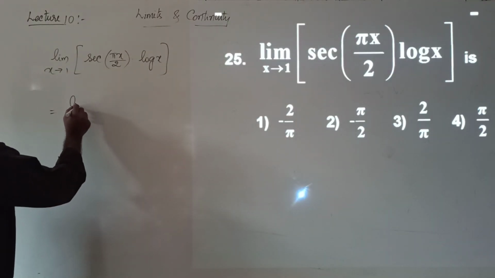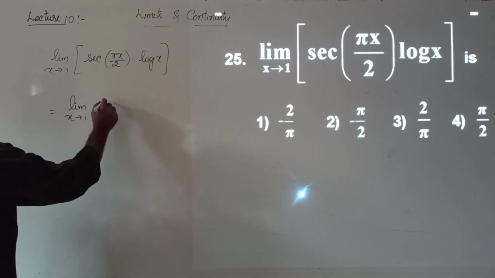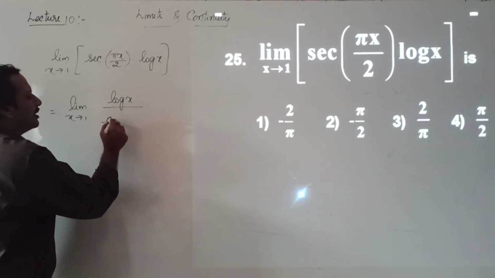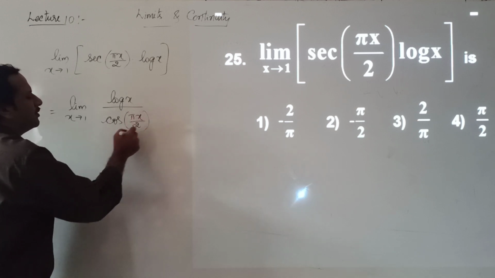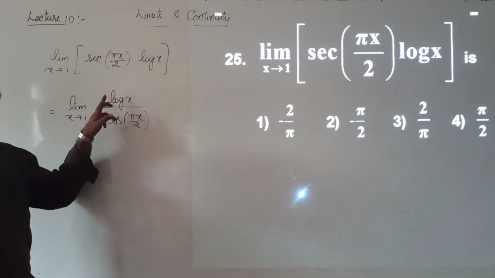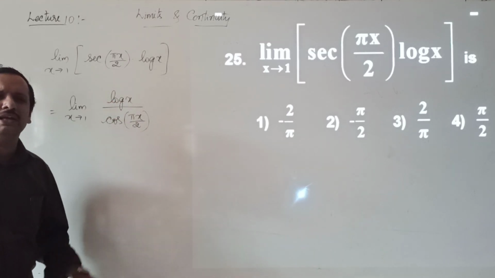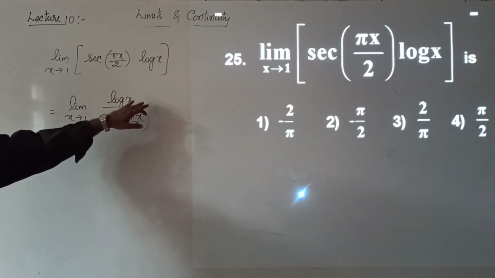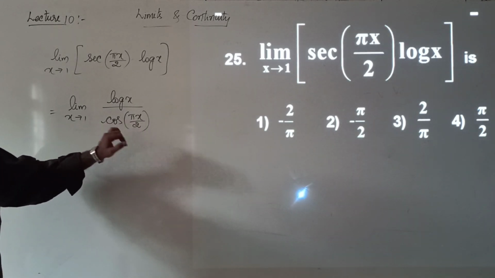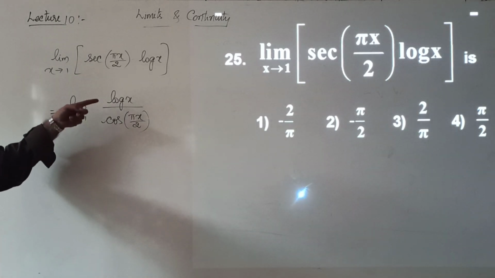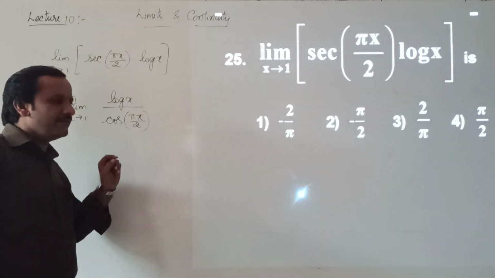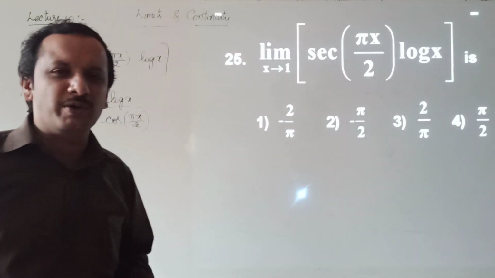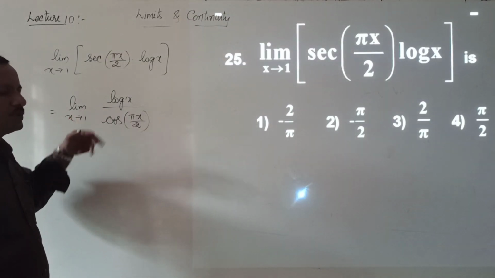So what I do here is, I will take the secant(πx/2) to the denominator. So we will have log x, and when secant(πx/2) goes to the denominator, it will become cos(πx/2). So we have limit x tends to 1 of log x divided by cos(πx/2). Now if I apply the limit as x tends to 1, we get log 1 in the numerator. Log 1 is 0. In the denominator, cos(π/2), what's the value? 0. So this is of the form 0 by 0. Whenever we come across a problem where we end up getting 0 by 0, the immediate thing that should come to your mind is L'Hospital's rule, right? So use L'Hospital's rule here.